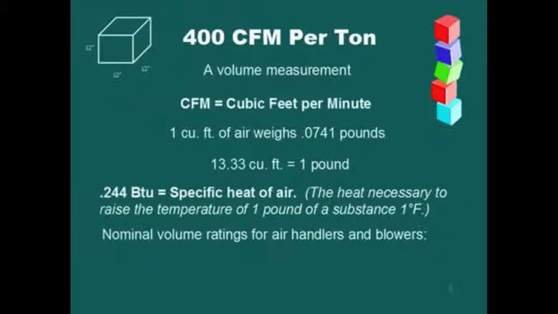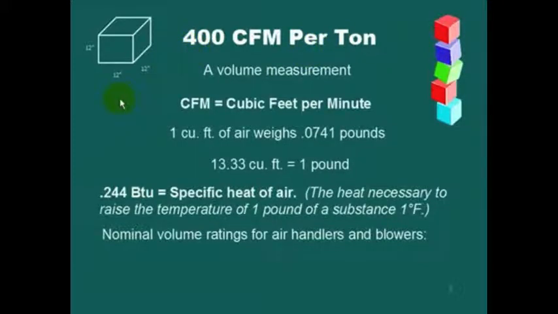Nominal volume ratings for air handlers and blowers work this way, because CFM, cubic feet per minute, is what we're circulating. It's all this stuff we're circulating. We circulate 13.33 CFM, we're circulating a pound of air. Now think of it this way. There's 400 CFM per ton nominally.